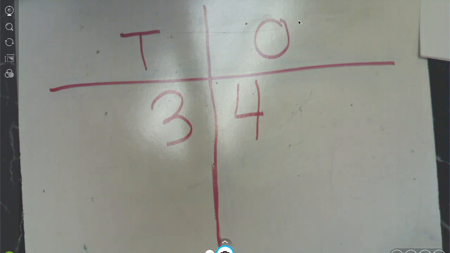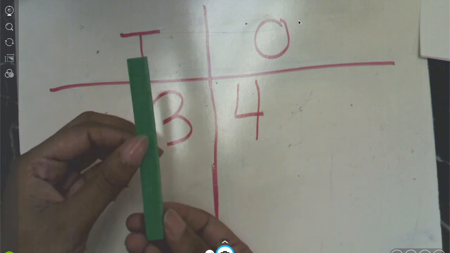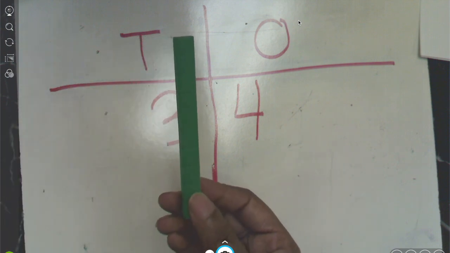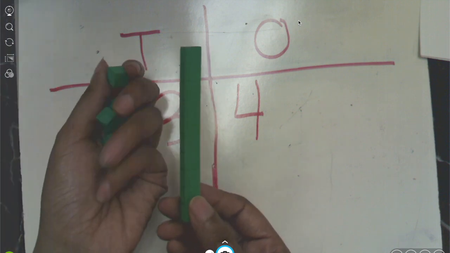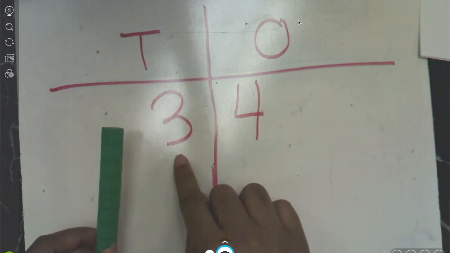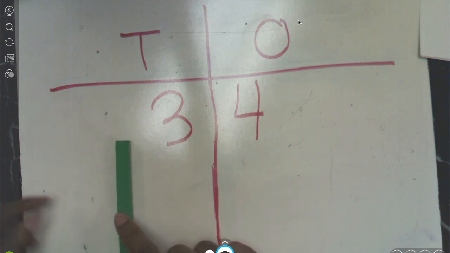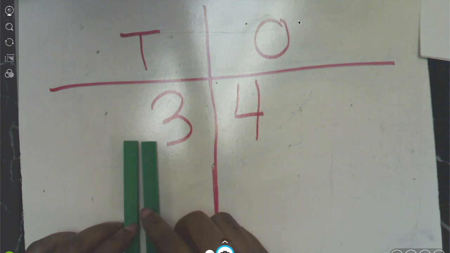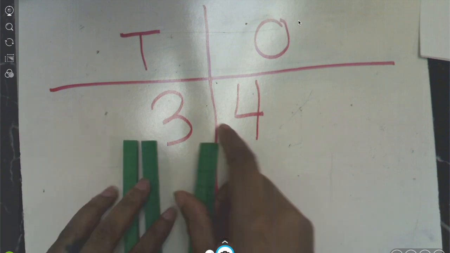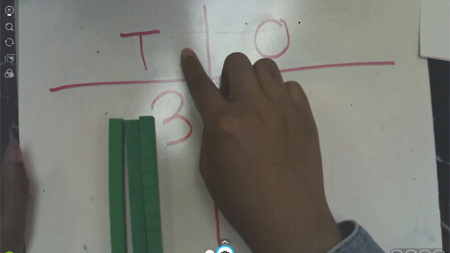So now I see that since the 3 is in the tens place, I need 3 tens. But remember, since we are using base 10 blocks, these tens are called rods. Remember, our rods are just 10 ones scrunched together. So this is one rod and it represents a 10. So if the 3 is in the tens place, that means I need 3 10 rods. So I have 1 rod, 2 rods, and 3 rods. So now I have 3 rods or 3 tens.